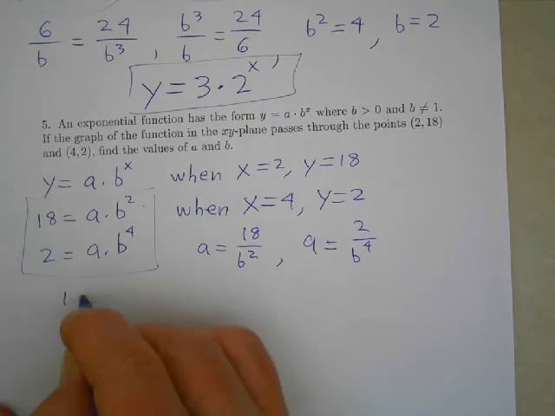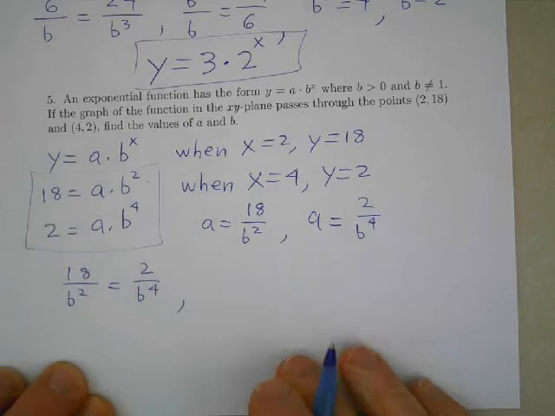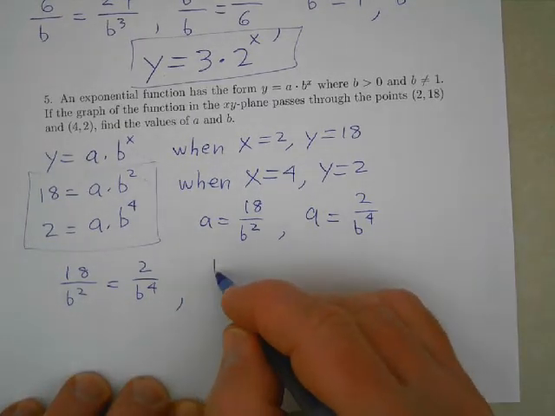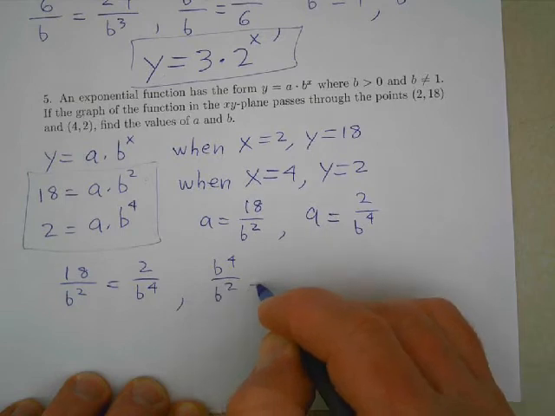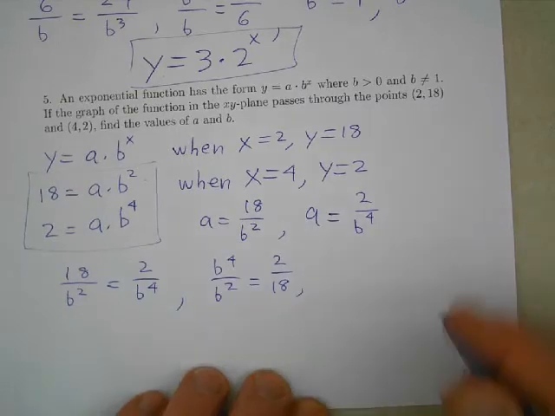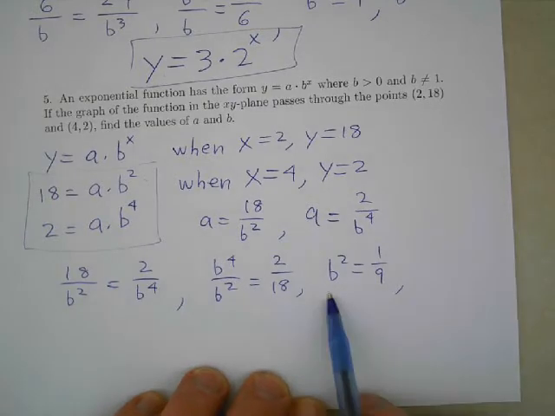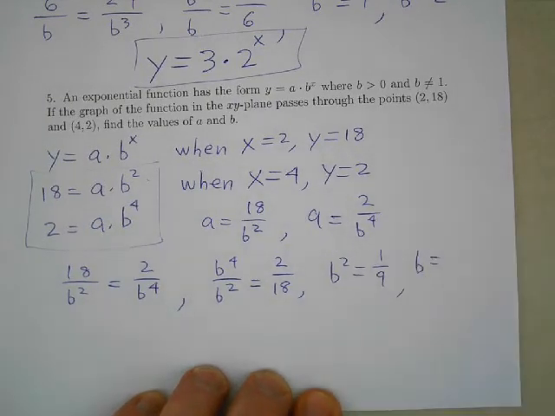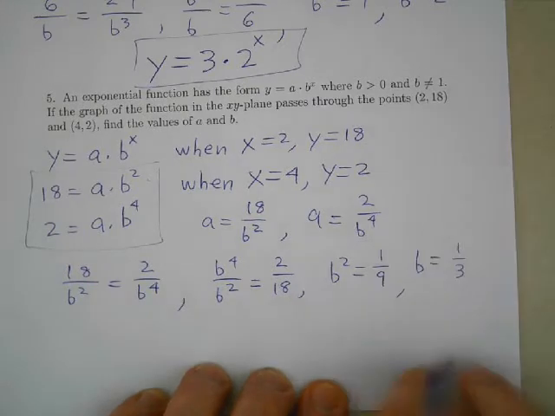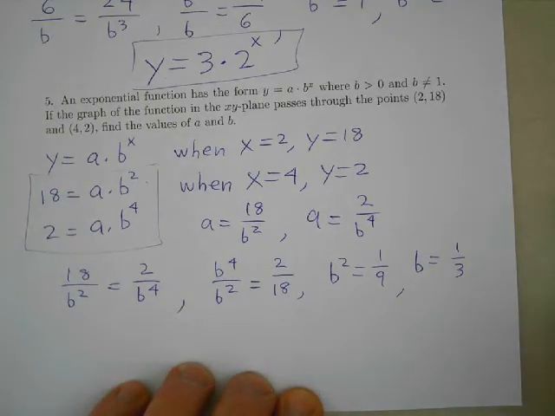And so 18 over b to the second equals 2 over b to the fourth. And this is equivalent to b to the fourth over b to the second equals 2 over 18, or b to the second equals 1/9. And since b has to be positive, we'll take the positive square root of 1/9, which is 1/3. Okay, and now that we know what b is, we can use either of those equations to determine what a is.